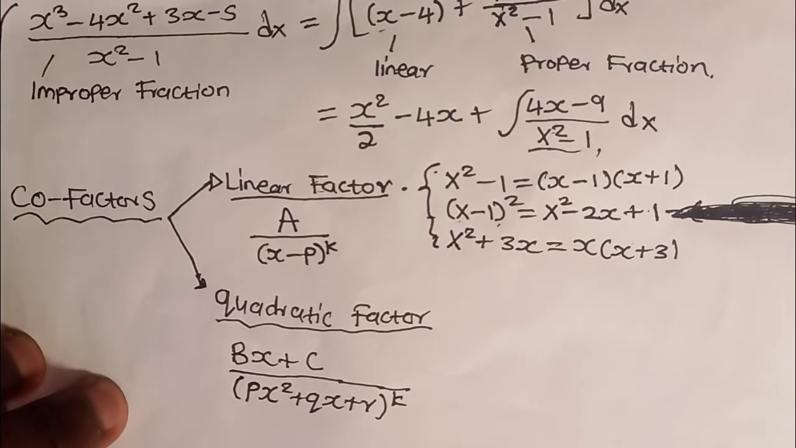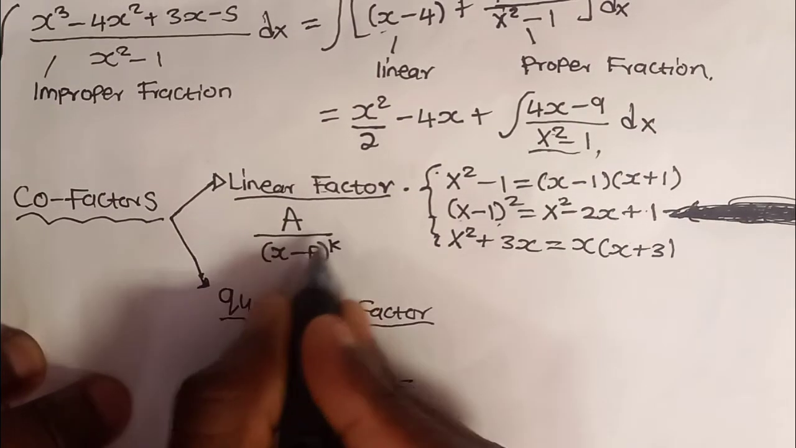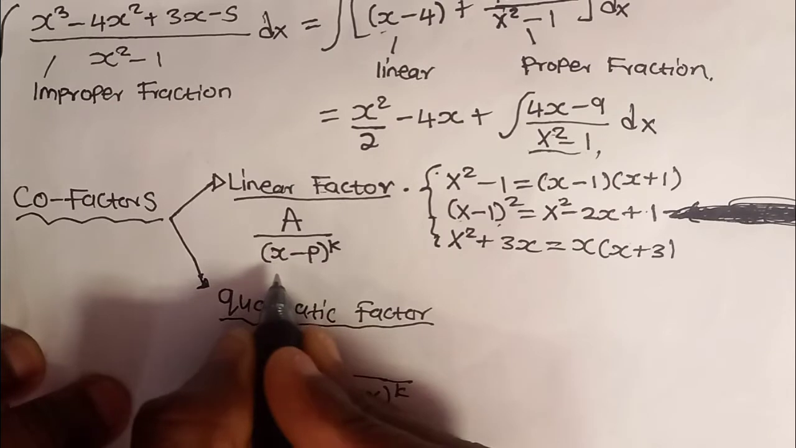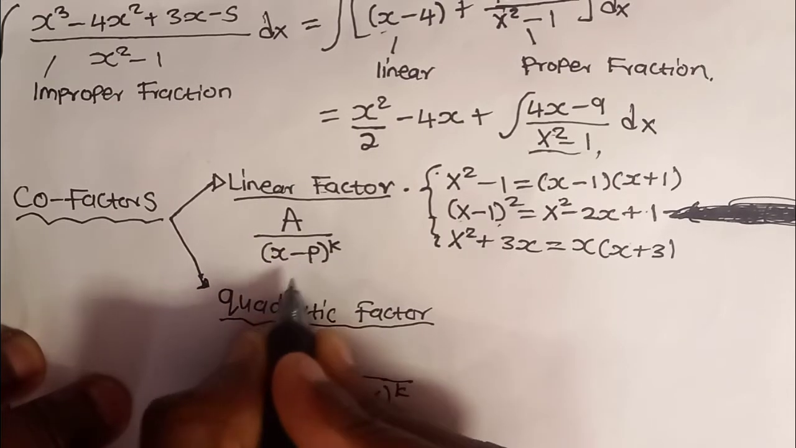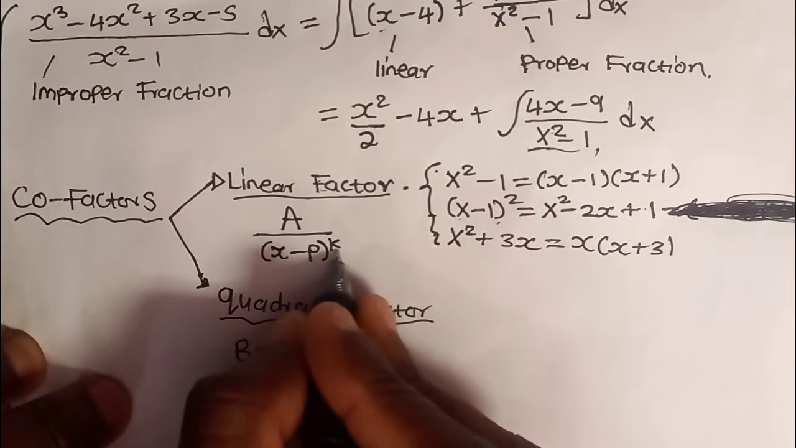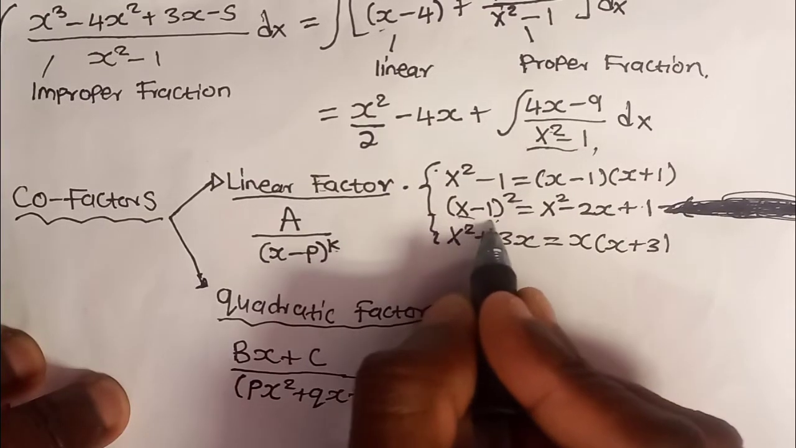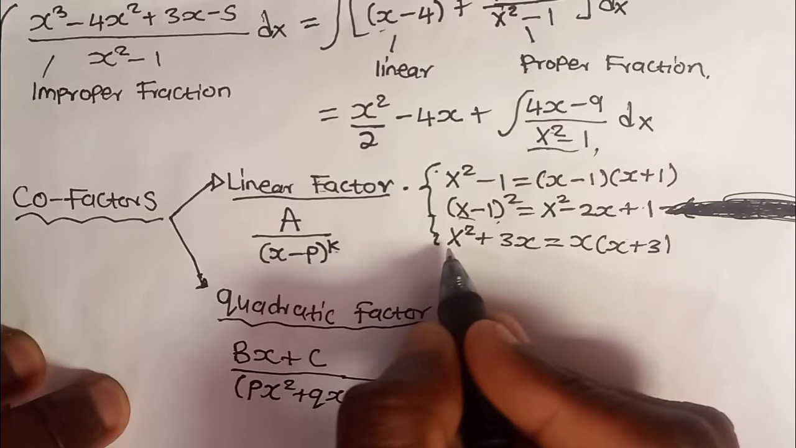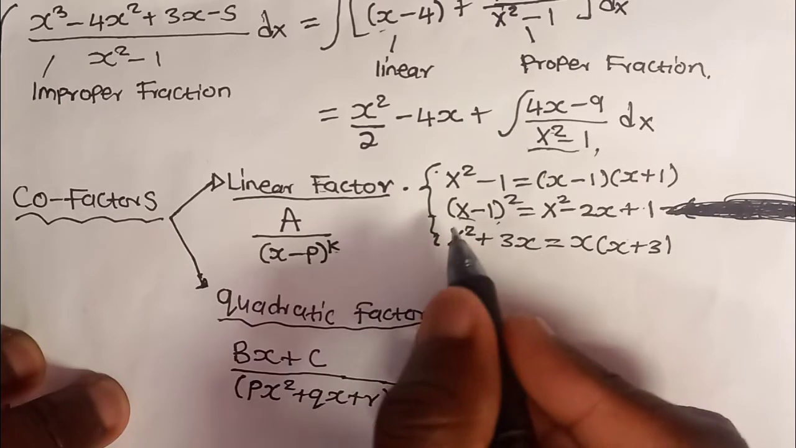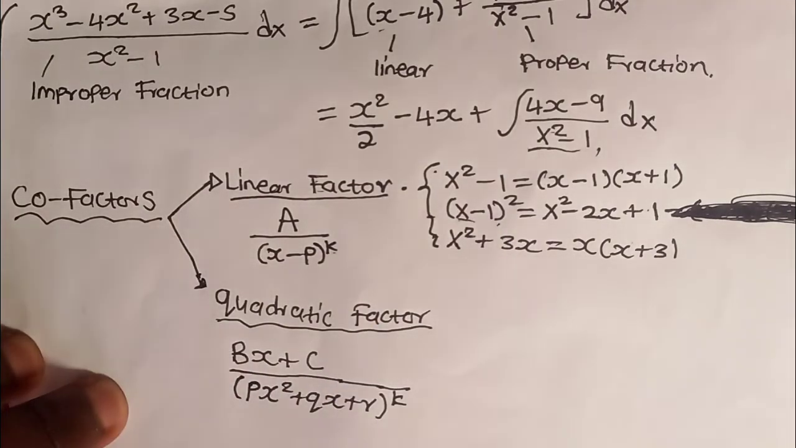In summary, a linear factor is of the form A all over x minus p all to the power k, where A and p are elements of the real numbers, and k is a natural number. So it's just a repetition of this linear factor. Here, our k is 2, because this linear factor is repeated twice. Now we can solve that exercise, then we'll discuss the quadratic factor.